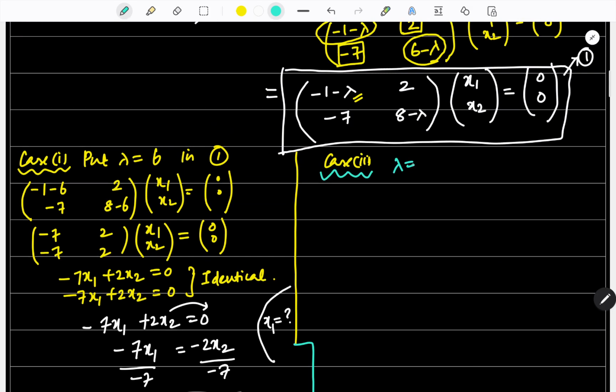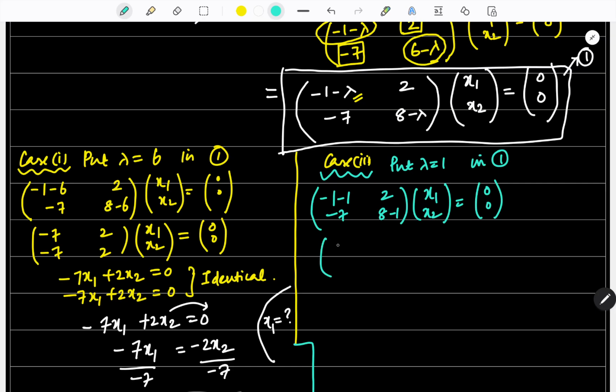What is your case 2? You're going to put lambda is equal to the next value, 1. When I put lambda is equal to 1, let me write here. Put lambda is equal to 1 in equation 1. This is your equation 1. So let me put here minus 1, and then 2, minus 7, 8 minus 1, operating on x1 and x2 is equal to 0, 0, right? This is minus 1 is minus 2, and this is 2, and this is minus 7. 8 minus 1 is going to become 7, times x1, x2.